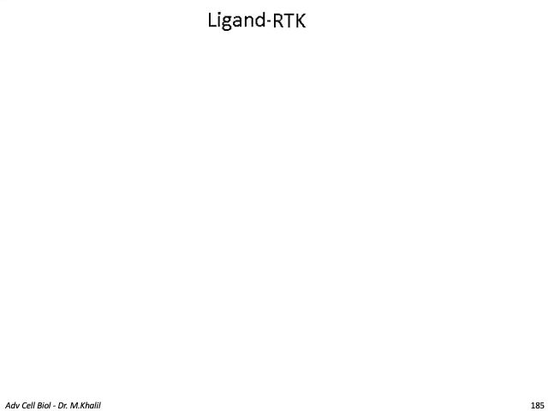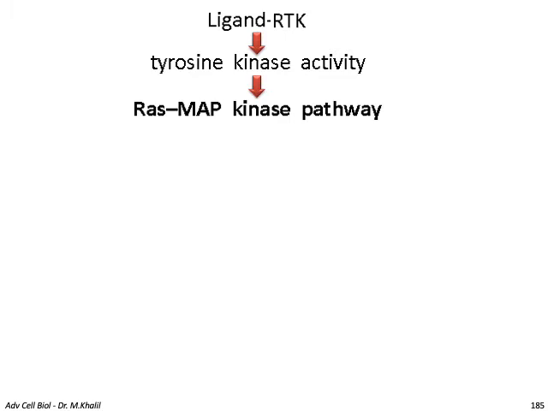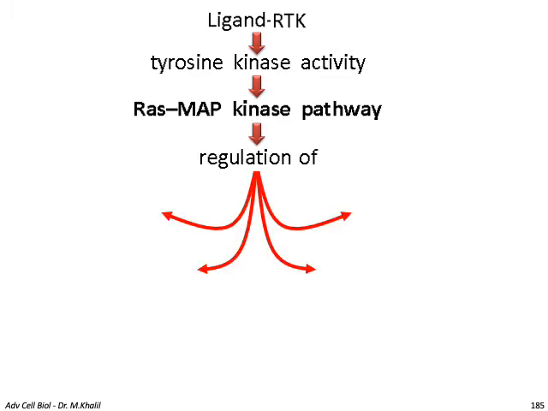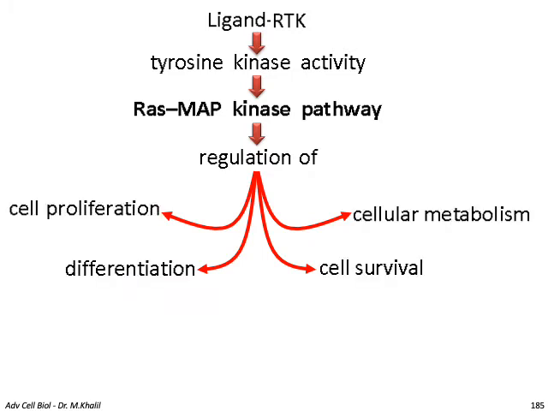Initially, when the ligand binds to RTK, it activates the tyrosine kinase, leading to activation of the Ras-MAP kinase pathway. This leads to the regulation of four main processes: differentiation, cell survival, cell metabolism, and cell proliferation.